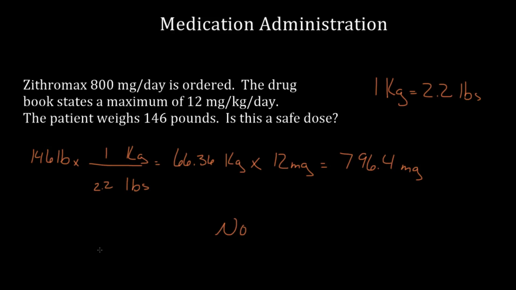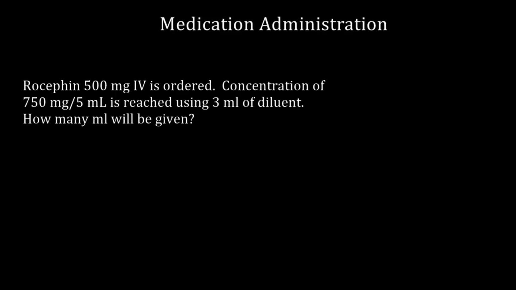Now let's take a look at another example. Roxifen 500 milligrams IV is ordered. Concentration of 750 milligrams per 5 milliliters is reached using 3 milliliters of diluent. How many milliliters will be given?